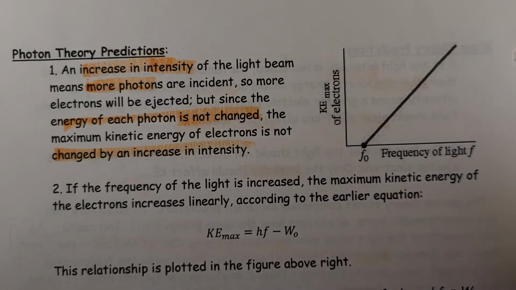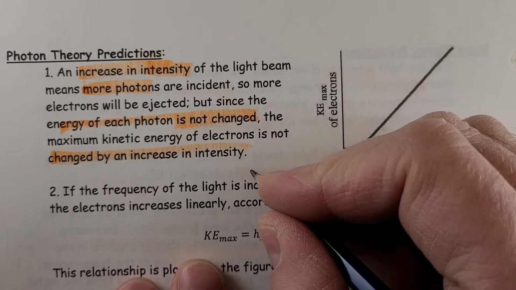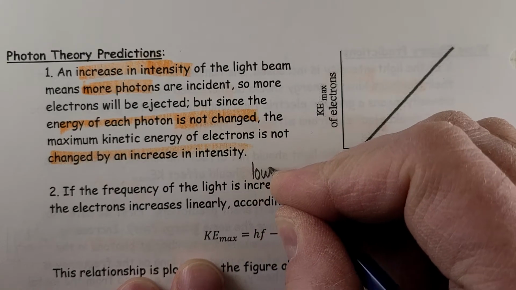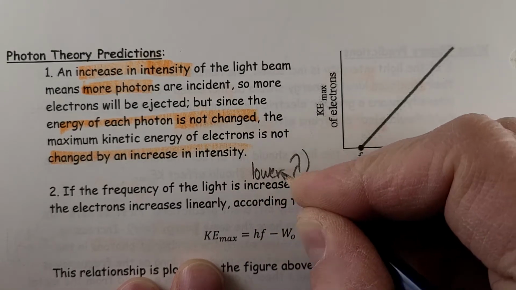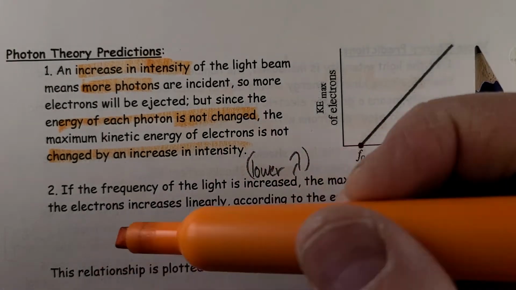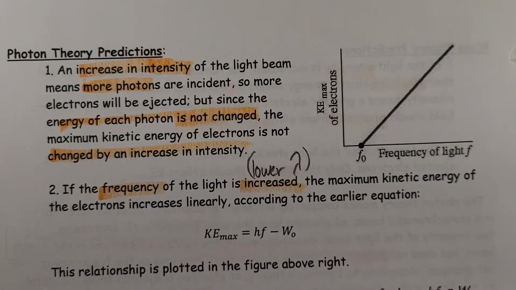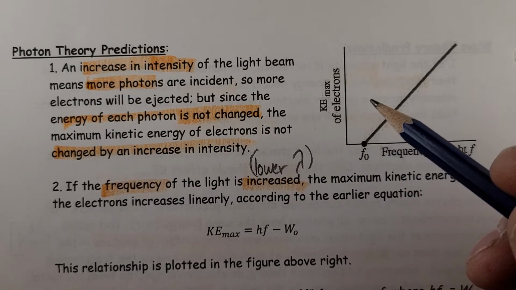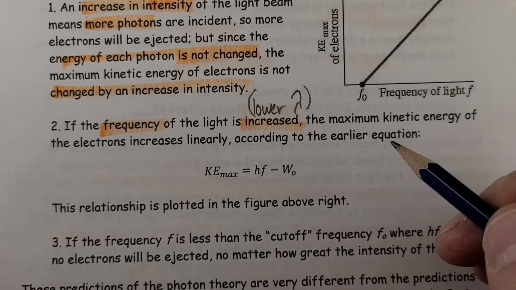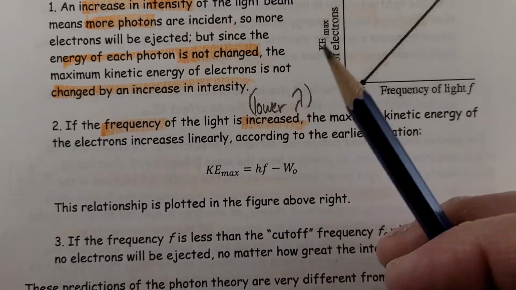And if the frequency of light is increased, which, when you did the simulation, of course corresponds to lower lambda. So lower wavelengths means higher frequency. So they're inversely related, of course. So we were thinking of it in terms of wavelength, but technically the vice versa of that is frequency. The maximum kinetic energy of the electrons increases linearly according to the earlier equation, which is that.